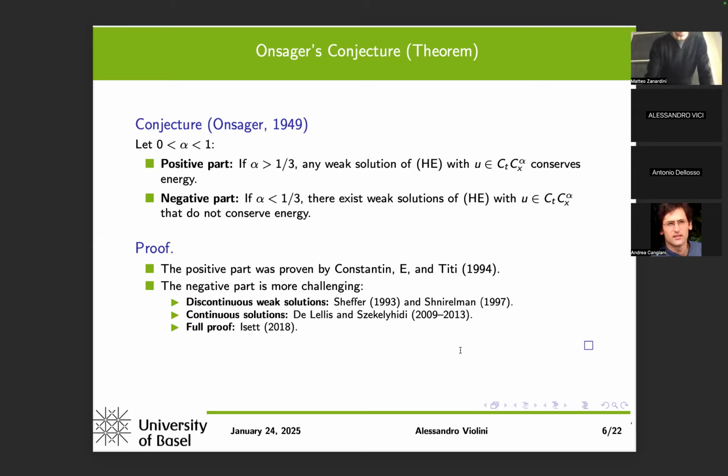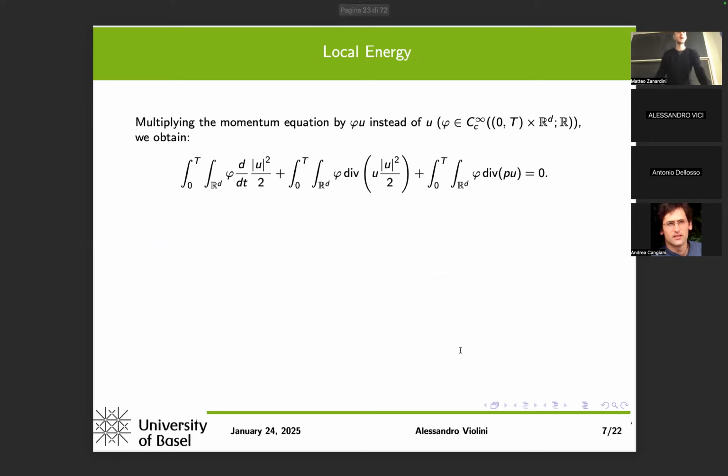So let me introduce another concept, which is the local energy. So if instead of multiplying by just U, I multiply by phi times U, and I do exactly the previous computations I did, I get this balance. Why is it different? The first term is clear, you have just phi, and then unfortunately, these two terms are not zero because I have the phi here. So I cannot use the trick I did before, that the integral on R^d of a divergence is zero.